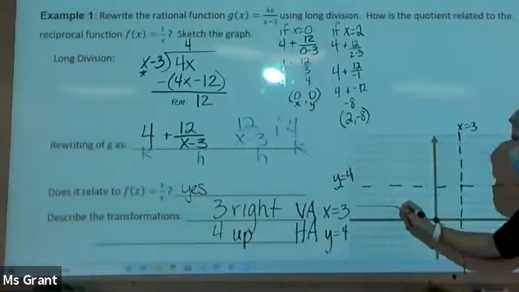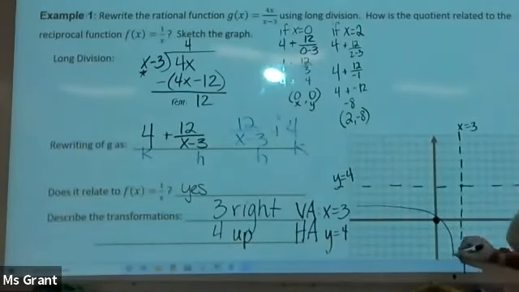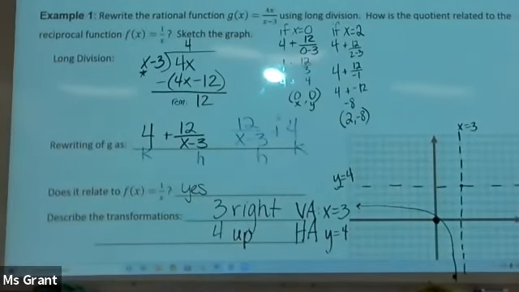Check this out. Curvy, curvy, curvy, down, down, down, down. Arrows at the end of each, always. That's for sure, you have to have it.